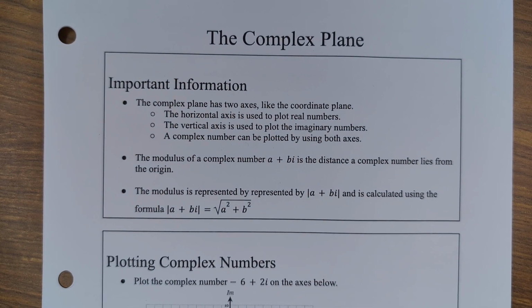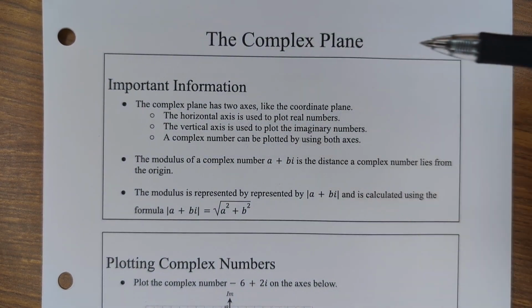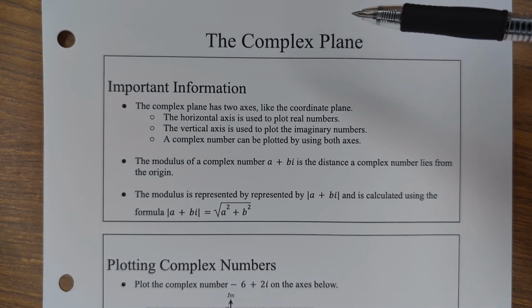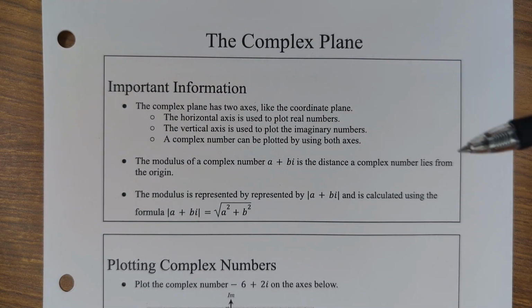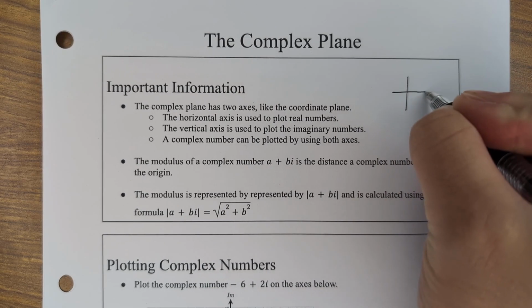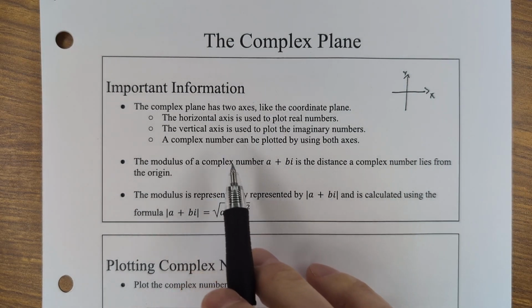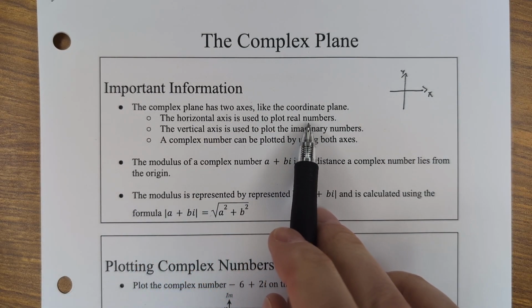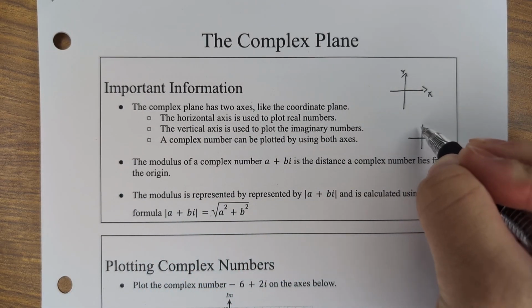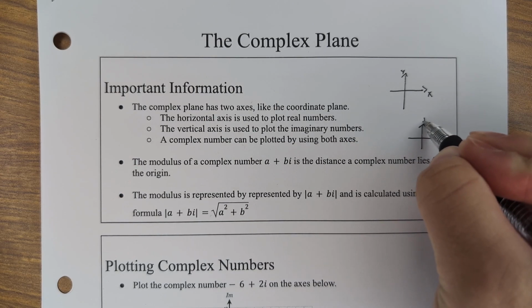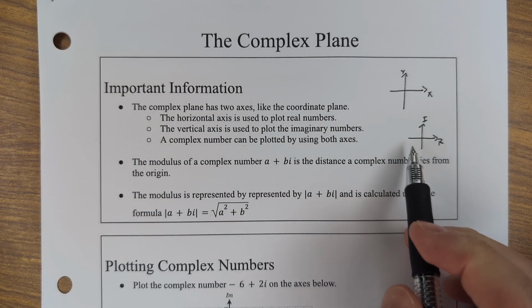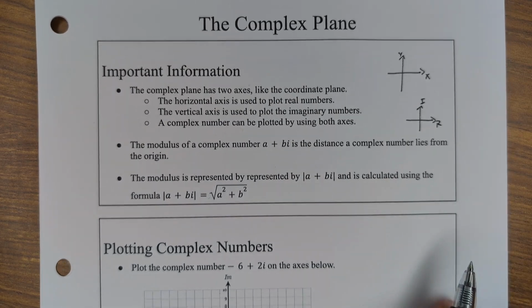Okay, here we got the notes for the complex plane. So the complex plane is just a way of plotting complex numbers. So we have two axes like the regular coordinate plane. Remember, a regular coordinate plane has y vertically, x horizontally. However, on the complex plane, the horizontal axis plots real numbers, and the vertical axis plots the imaginary numbers, so real versus imaginary. If you use both of them, you can get your numbers plotted.